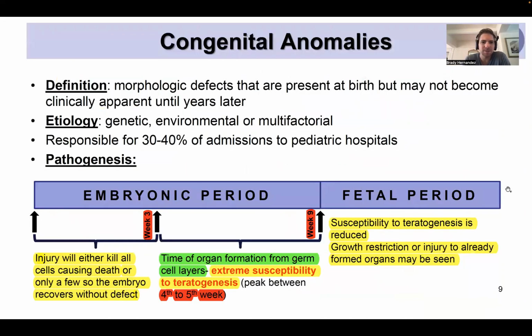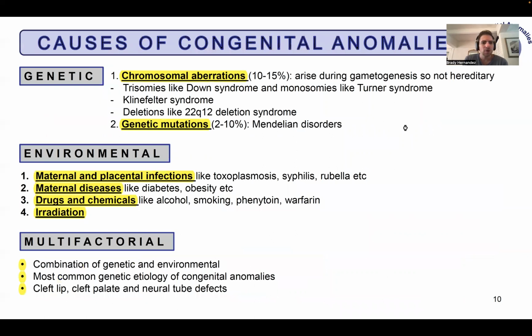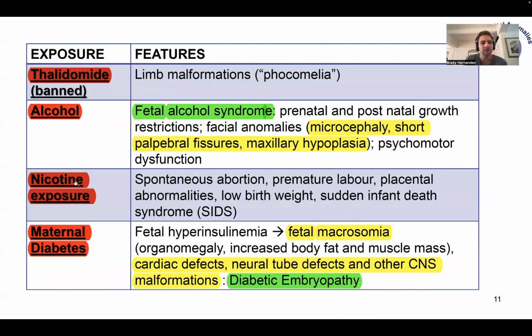I don't think we have a question on that, but of course, 3 to 8 weeks, 3 to 9 weeks, whatever they say. I think First Aid says 3 to 8 weeks. Very important, a lot of things growing. Very susceptible to teratogens, specifically that 4th to 5th week. The 4th week is when the heart starts beating. Some of the very important things, you definitely need to know that.